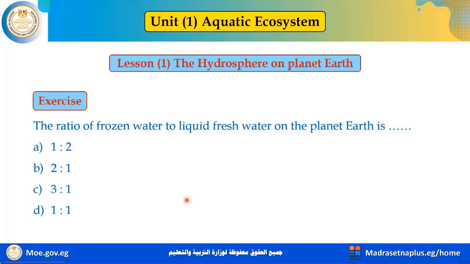Good. Another question. The ratio of frozen water to liquid fresh water on planet Earth is. Yes, we talk about what? The ratio between frozen water, which represents, as I mentioned before, 2%, and the fresh water, which represents 1%. So the ratio will be what? Excellent. I hear one told me, Mr. Hani, it is 2 to 1. That's right. Excellent.